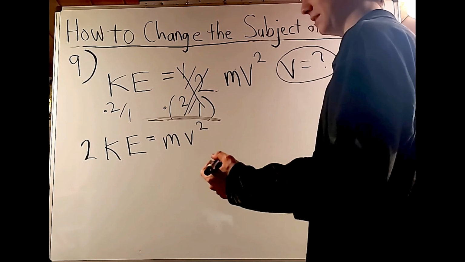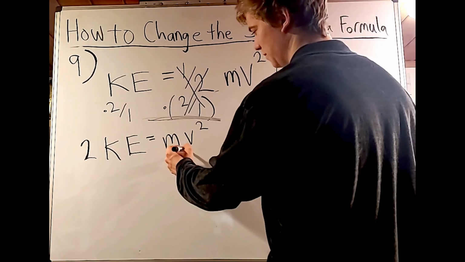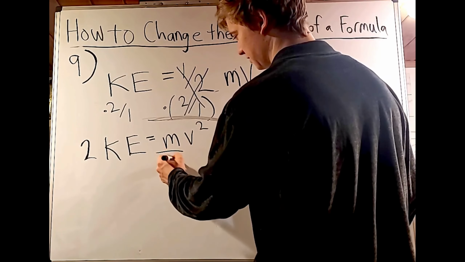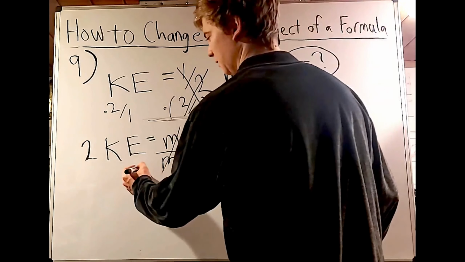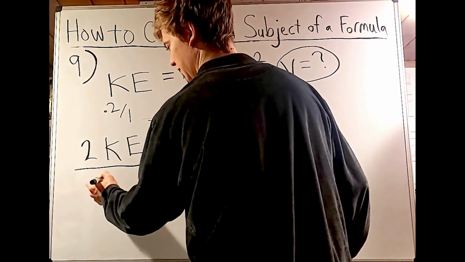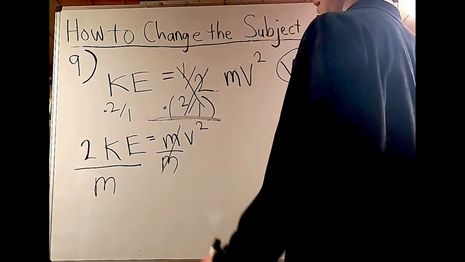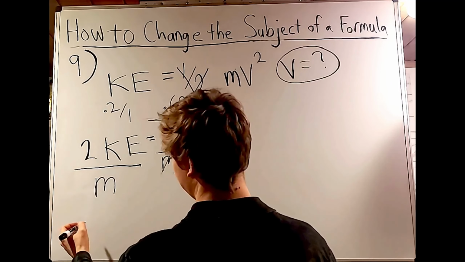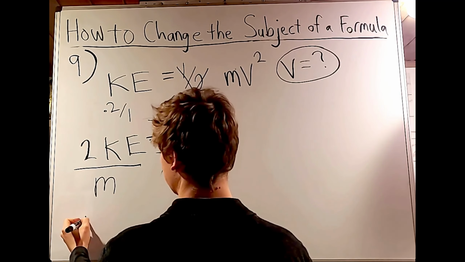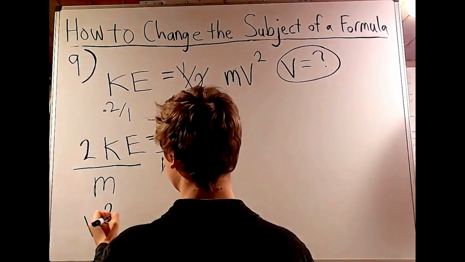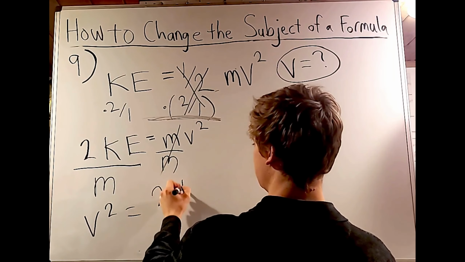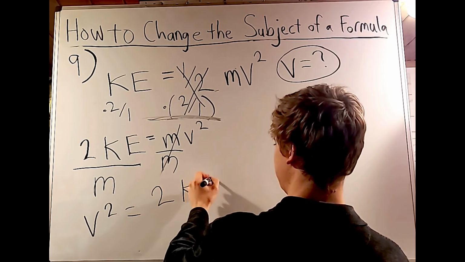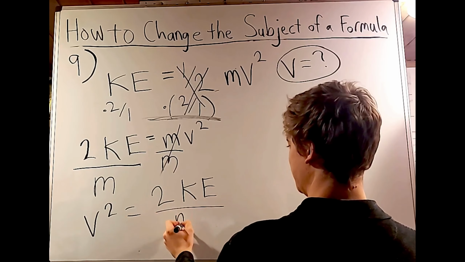Because of this, it actually would make perfect sense to divide this by m to get rid of the m on this side, and then we just have to go on the other side and also divide everything there by m. I'm going to write the v on the left side, so we have v squared, we still have the squared, and equals, as you can see, 2 times KE over m.